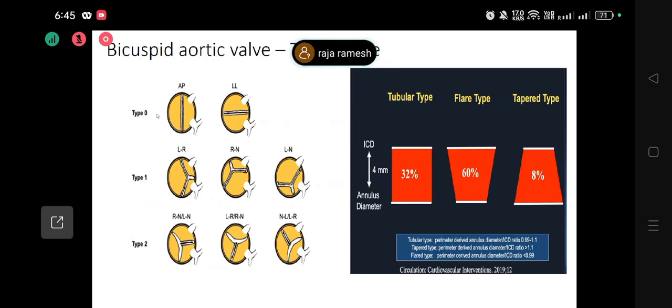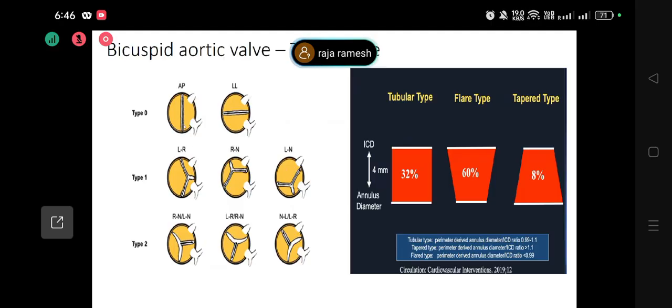Sometimes, if there are only two cusps and there is no raphe, it is called type 0. If they have one fused raphe, it is called type 1 bicuspid. More common is the fused raphe between the right and left cusps, then the right and non-coronary, and the least common is the left and non-coronary cusp fusion with raphe. So these are type 1, which is most common. If there are two raphe, it is called type 2. So this is called Sievers classification.